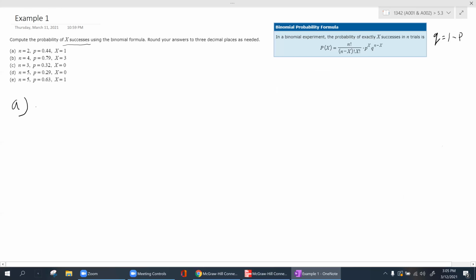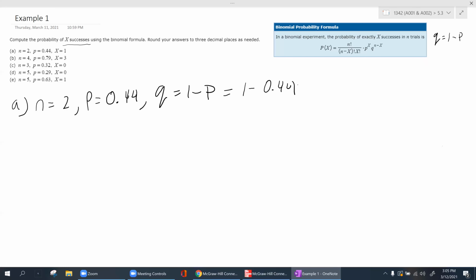For A, I'm given N equals 2, P equals 0.44. I know how to find Q with this: Q is just 1 minus P, so Q is 1 minus 0.44. Let's have our calculators handy. I get 0.56. And X, the number of successes, is 1. So let's go ahead and plug that in, 1 for X.